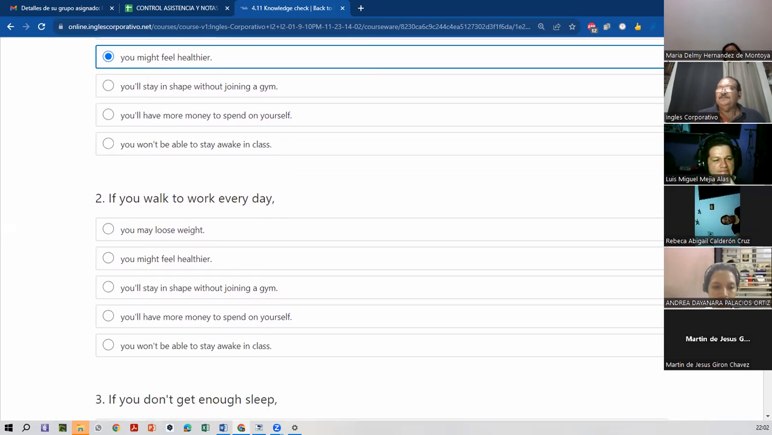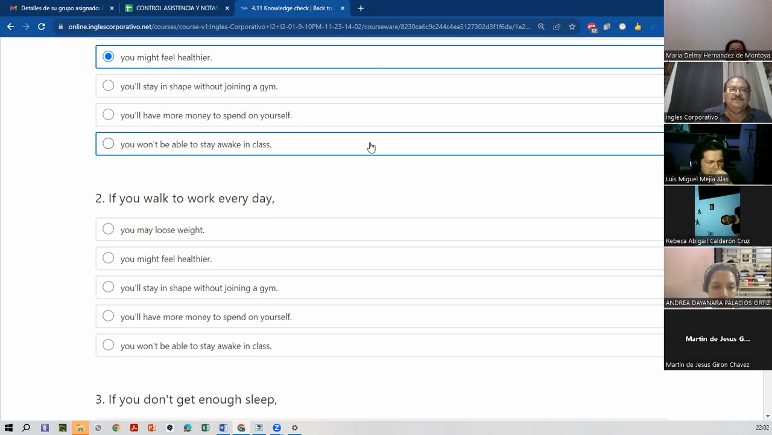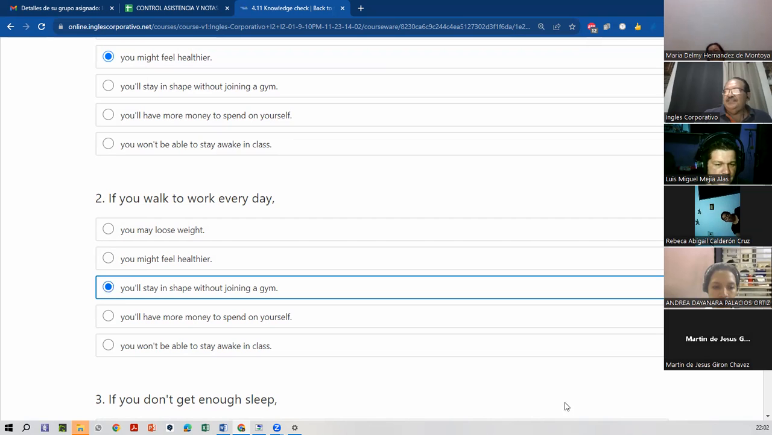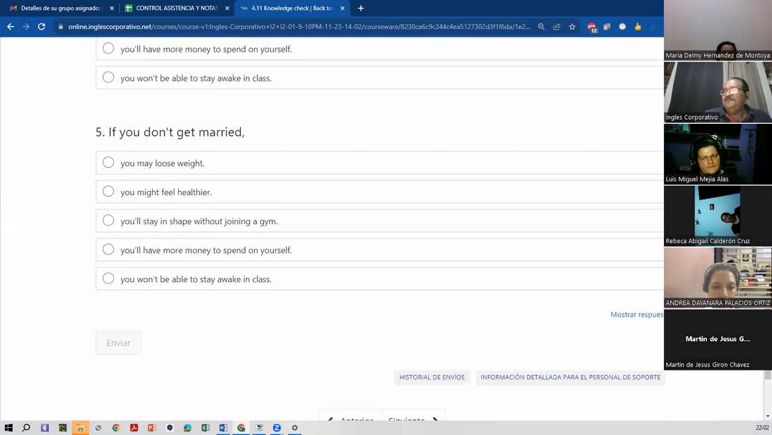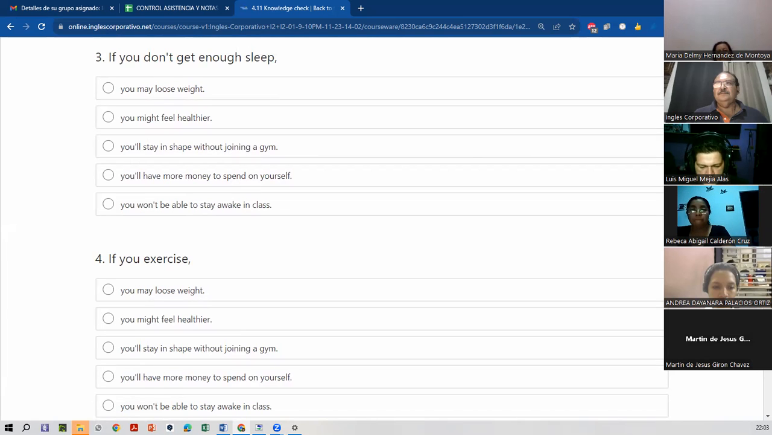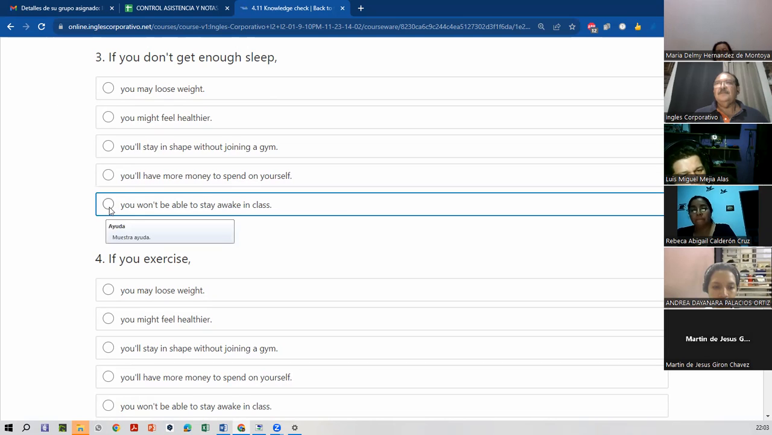Question number two. If you walk to work every day, anyone can answer, okay? You will stay in shape without joining a gym. Okay, that's more logical. Could be three. If you don't get enough sleep, find the relation. If you don't get enough sleep, you won't be able to stay awake in class.